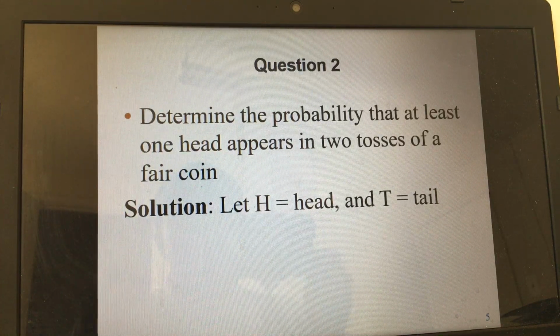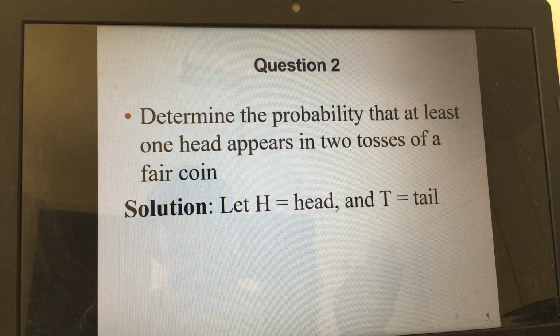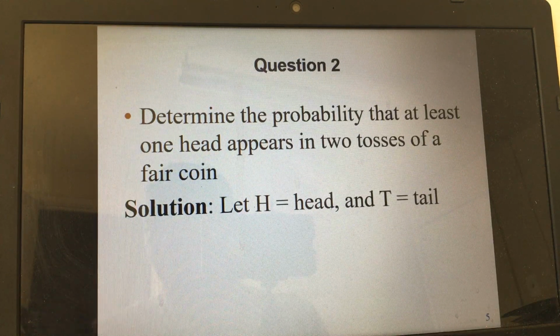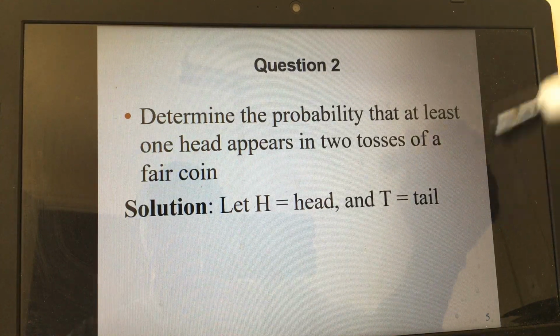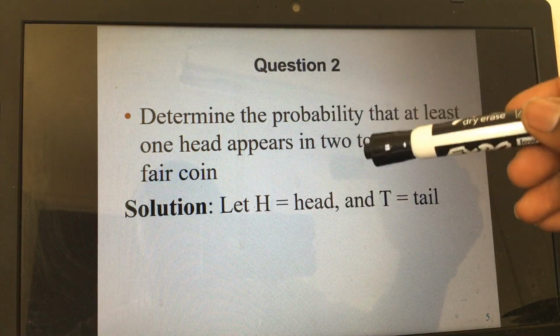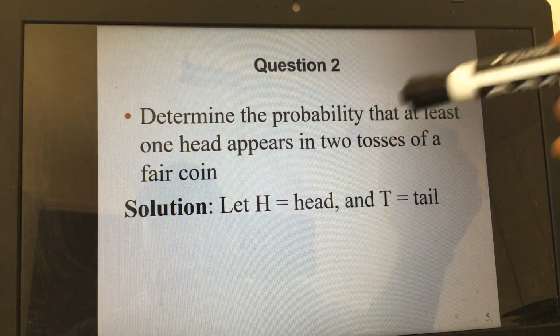We normally say fair because if the coin is bent, maybe something caused the coin to bend, it won't be fair anymore, because if it bends, it might make it more possible for one side to occur all the time. So the coin has to be straight like a normal coin, no bending. One side cannot show up more than the other side, and so on and so forth. So the question says, find the probability that at least one head appears in 2 tosses of a fair coin.